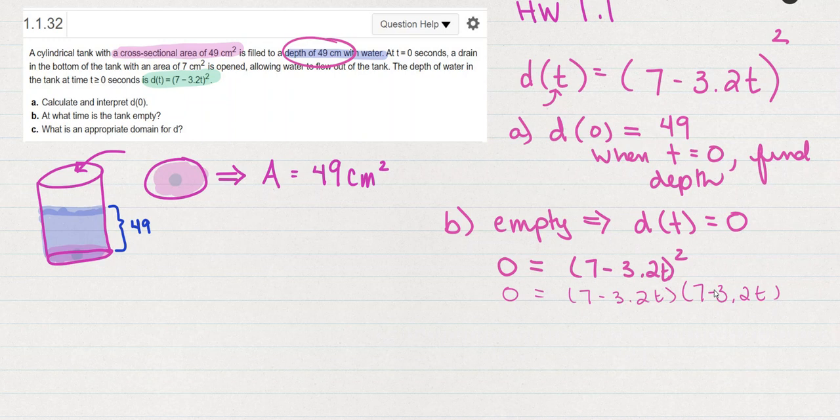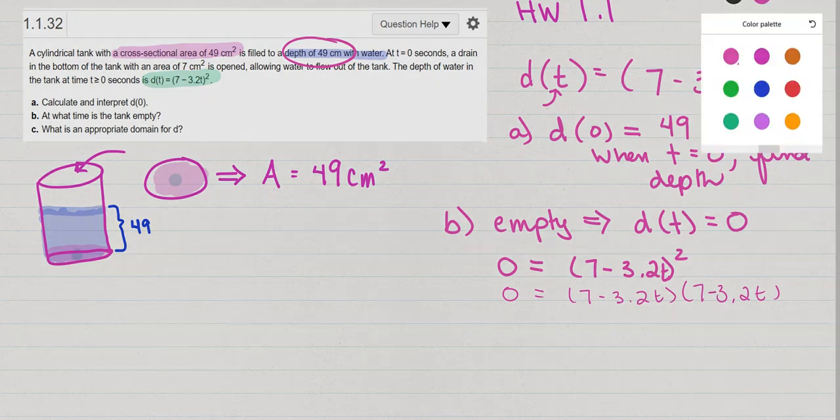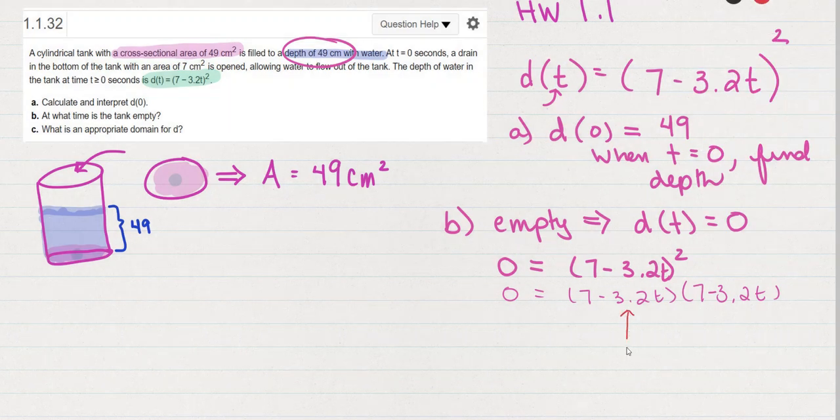Do you remember the next step to solving a quadratic equation? What this equation means is that one of the factors, one or both, but at least one of these factors is 0. Now in this case, both factors are the same, so all we have to do is say that one of them, 7 minus 3.2t, is equal to 0.